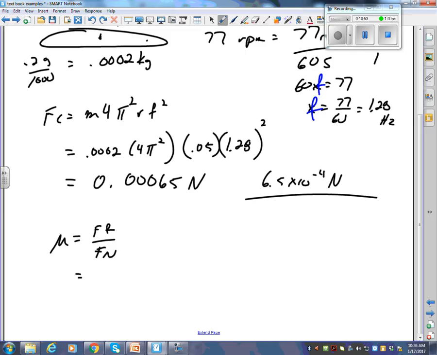So the Ff is which number? The friction force has to be the centripetal force, so this is going to be 0.00065, and Fn is going to be mass times gravity, right? So put an mg there for completeness: 0.0002 times 9.8, and you should put that in big brackets.